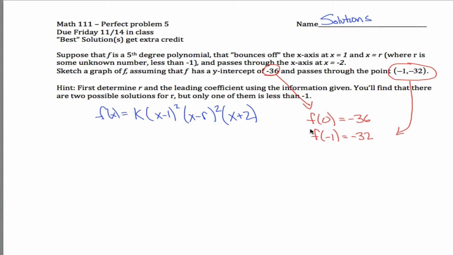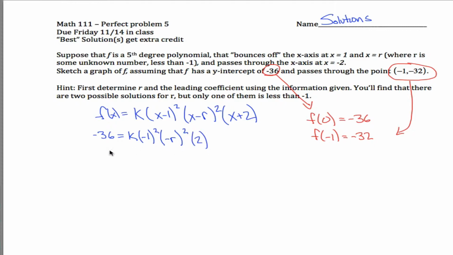I could use either of these two statements. I'm going to use the first one first. I'm going to say f of 0 equals -36. So when I change all the x's into zeros, I better get -36. What would you get if you changed all the x's into zeros? Well, I'd have k here. 0 minus 1 is -1, but that gets squared. 0 minus r is -r. That also gets squared. And 0 plus 2 is 2.